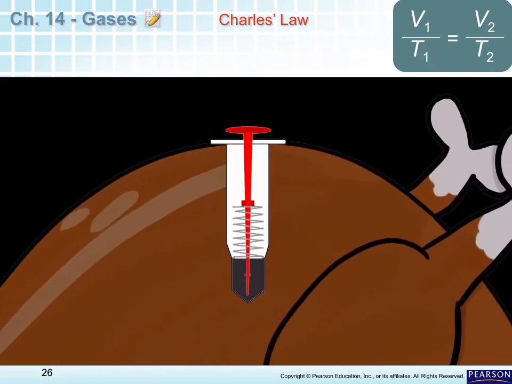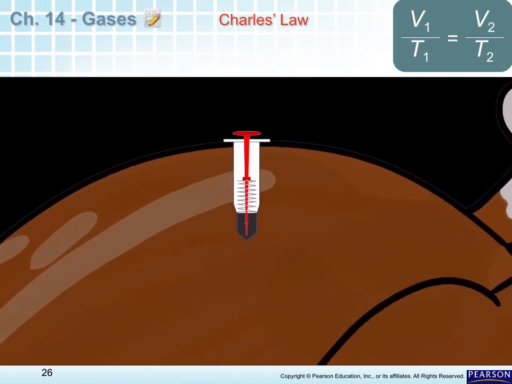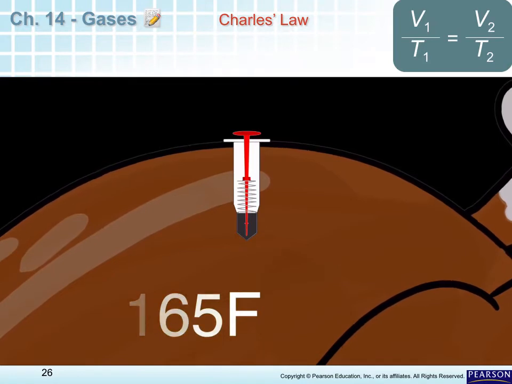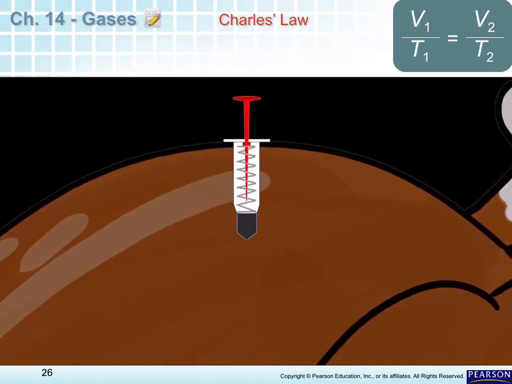When this now goes inside your turkey and the inside of the turkey reaches that 165 degrees Fahrenheit temperature, then the metal will actually start to melt and the pin will be released, popping out, giving you the red flag that your turkey is ready for Thanksgiving.